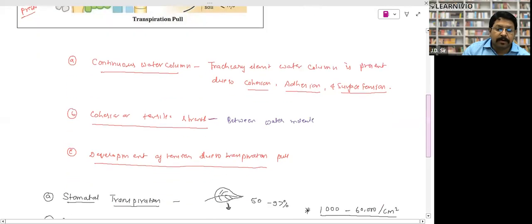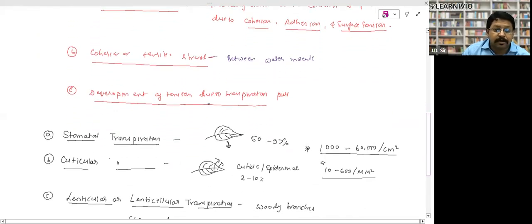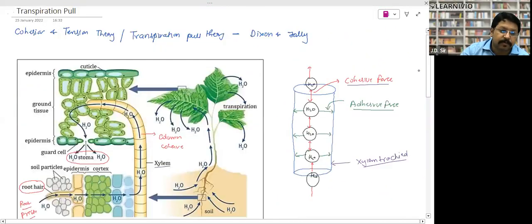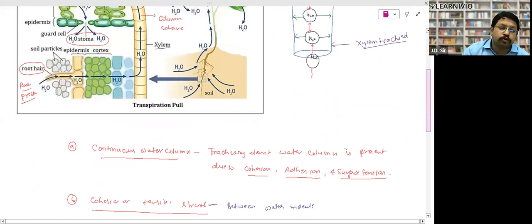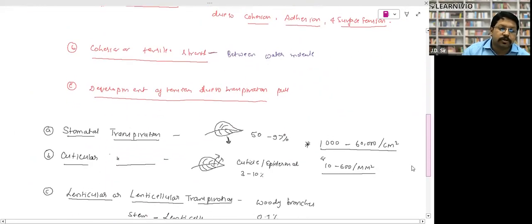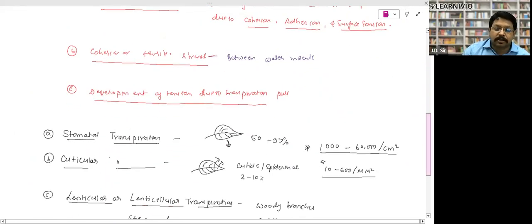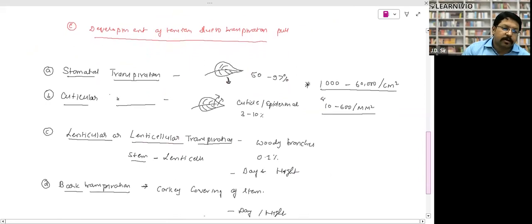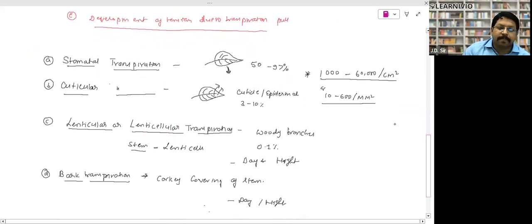Then what happens? Development of tension takes place due to transpiration pull, right? Water is also pushed through the root pressure. So these are the steps of transpiration, right? Now the transpiration can be of basically four types.